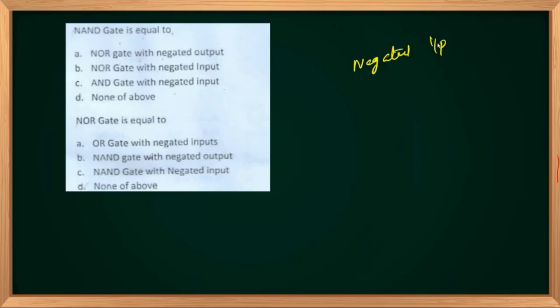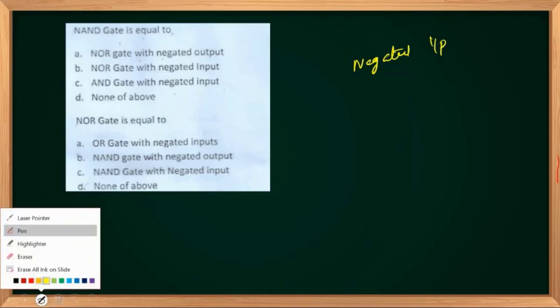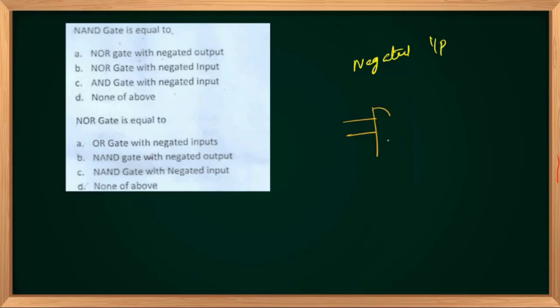Right. Negated means bubbled. So which one is correct? NAND gate is bubbled. NAND gate is equivalent to which gate? No, option C is wrong. NAND gate is equivalent to which one?